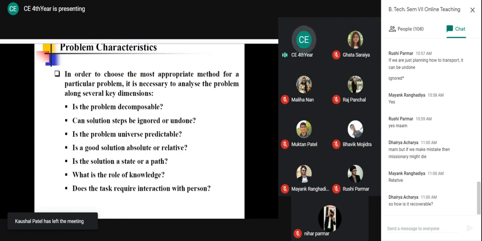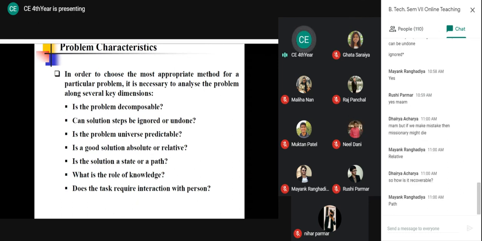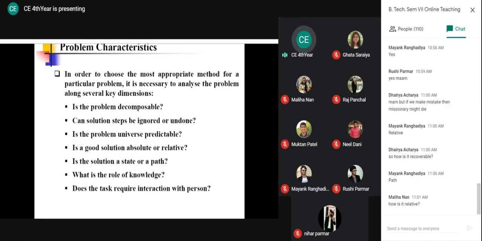Now the next is: is the solution a state or a path? So what can you say about it? It's 11 o'clock, please do fast. Okay, it's a path problem, right? Because here the whole path is required. Now, what is the role of knowledge? How much knowledge is required?